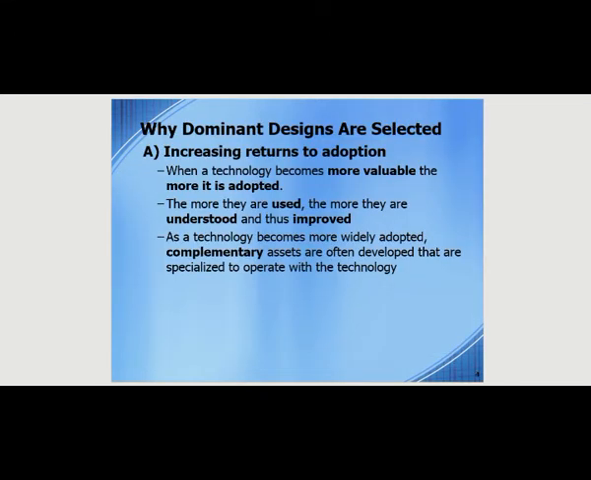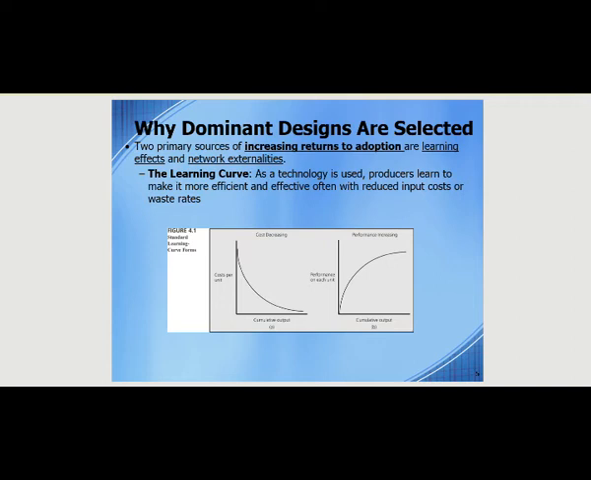Let's move on. Why are dominant designs selected? Increasing returns to adoption. A technology becomes more valuable the more it is adopted. The more that technology is used, the more it is understood and thus improved. So revenues generated can be used to further develop and refine the technology. As technology becomes more widely adopted, complementary assets are more often developed that are specialized to operate with the technology. This results in a self-reinforcing mechanism that increases the dominance of a technology regardless of its superiority or inferiority to competing technologies. The 2 primary sources of increasing returns to adoption are learning effects and network externalities.